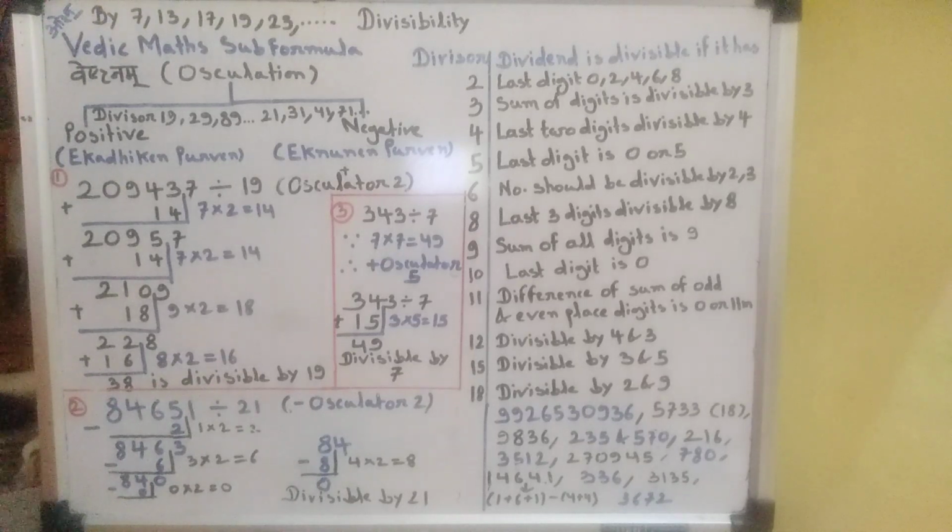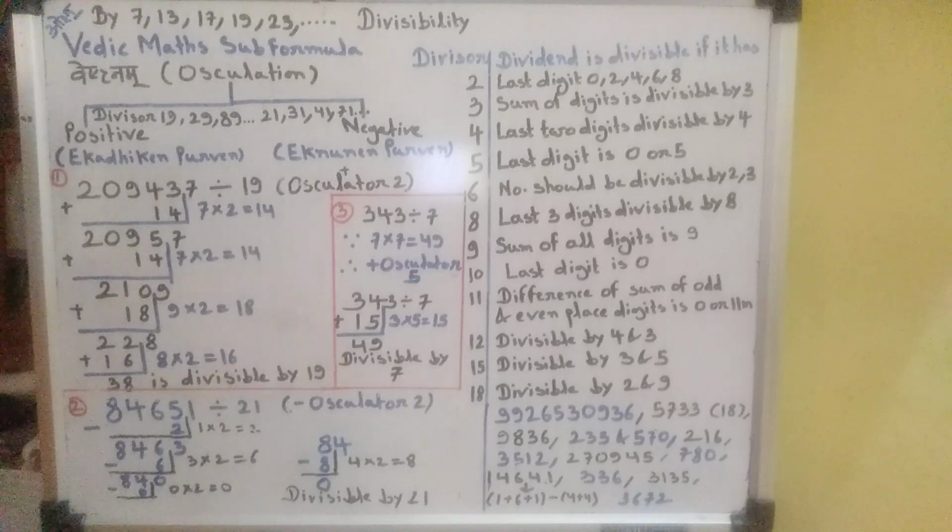To check whether a number is divisible by 18, as 18 is equal to 2 and 9, the conditions of divisibility of both 2 and 9 must hold. For example, 3672. As the last digit, the unit place digit, is 2, it is divisible by 2. And the sum of digits 3 plus 6 plus 7 plus 2: 9 plus 9 is 18. And 18 is again 1 plus 8 equal to 9 itself. So the whole number is divisible by 9.